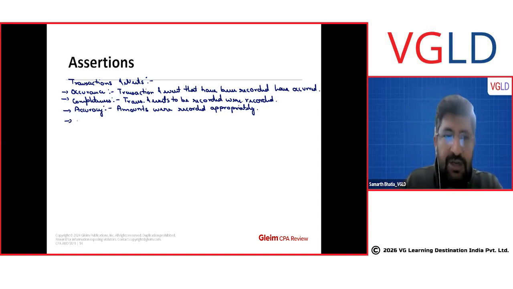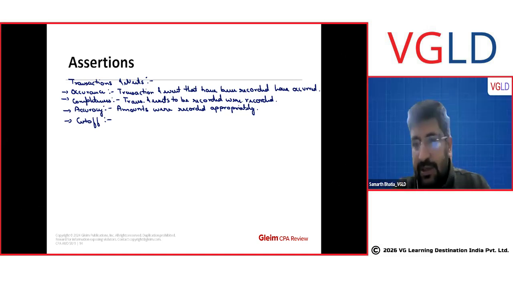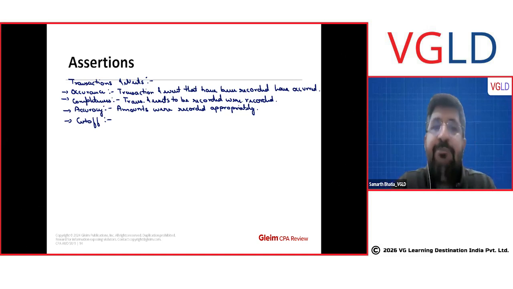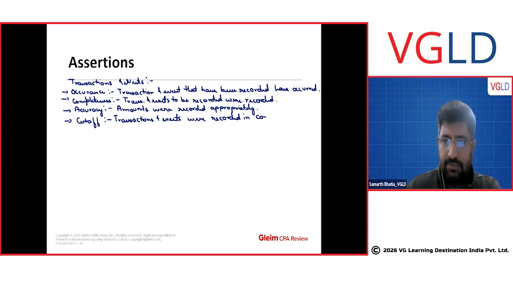Next is cutoff. Cutoff means I'm talking about a cutoff period. Cutoff period means if any transaction or event has been recorded, it should be recorded in the correct accounting period. Transactions and events that belong to 2026 should be recorded in 26, not in 25. That is something that is cutoff. Were recorded in the correct accounting period.